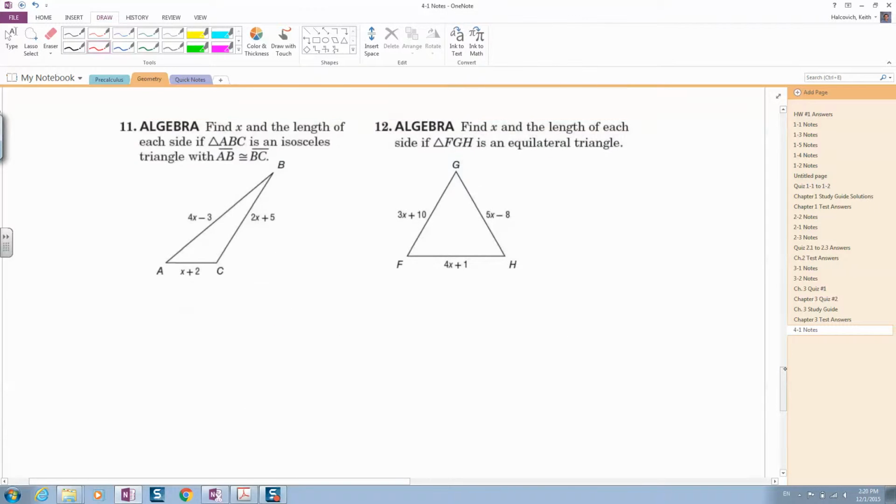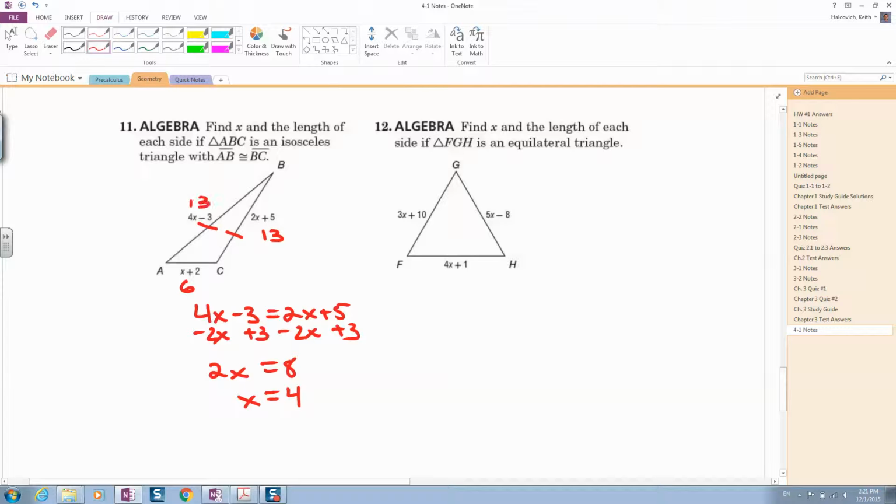And then here, notice it says find x and the length of each side if AB is congruent to BC. So that means 4x minus 3 equals 2x plus 5. Subtract the 2x, so you get 2x, and then add the 3, equals 8. x equals 4. And then all the sides are 6, 13, and 13.